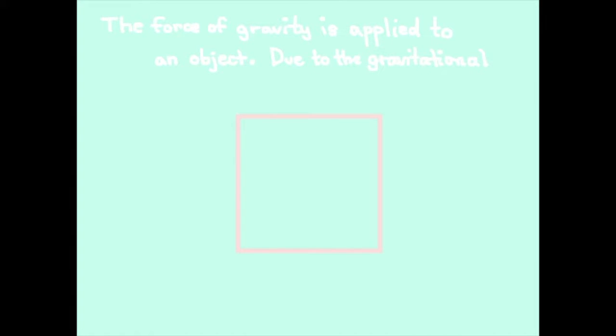The force of gravity is applied to an object due to the gravitational force exerted from the center of the Earth. To show this on a FBD, we will draw an arrow pointing down from the center of the object. To calculate the force of gravity, we multiply mass times gravity. Gravity is 9.81 meters per second squared.